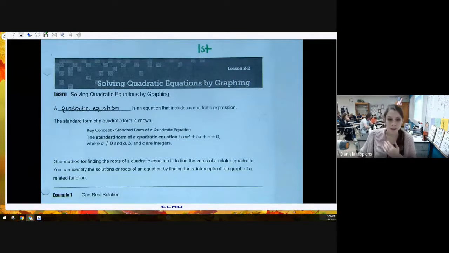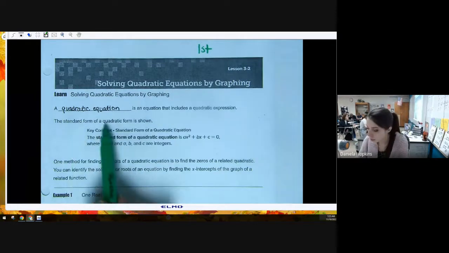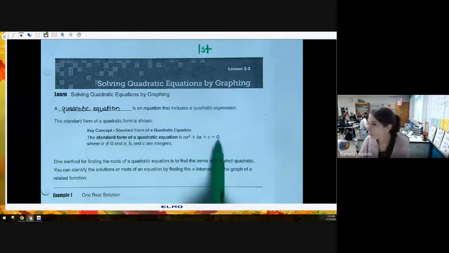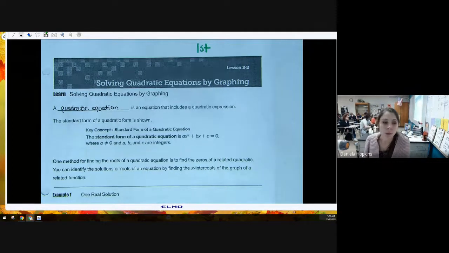So basically today, the big difference that you're going to see, this standard form of a quadratic form is shown. It's right here. Do you see now how we're set equal to 0? Anytime we're finding an x-intercept, that's where our y is 0. So today, instead of seeing equals y, you're going to see equals 0. And that means you're going to find your zeros of this expression.